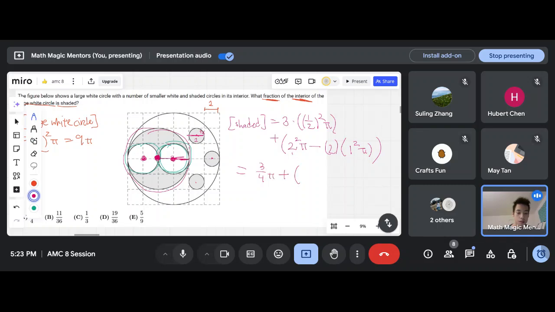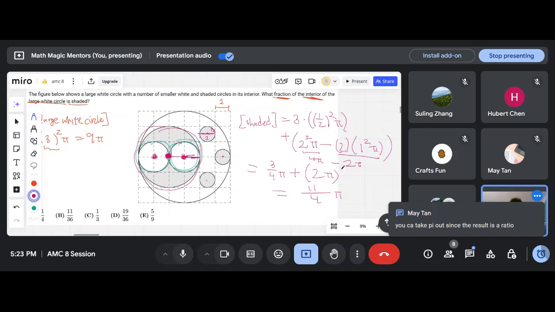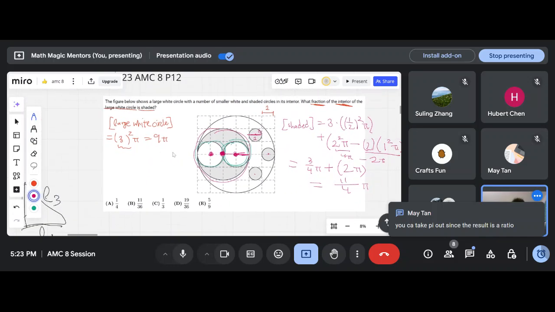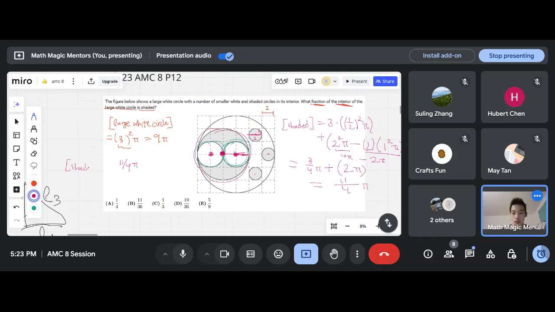Plus, this thing is 4 pi, and this thing is 2 pi. So 4 pi minus 2 pi is 2 pi. And so this thing is going to be 11 over 4 pi. Now we can just find our answer. The area shaded over the total is 11 over 4 pi over 9 pi, which is 11 over 36. And that's B.